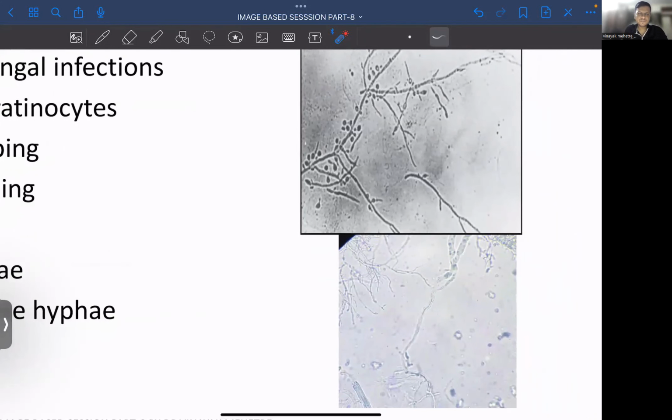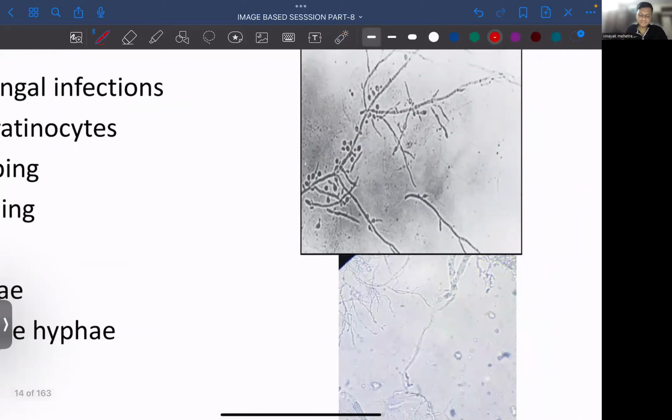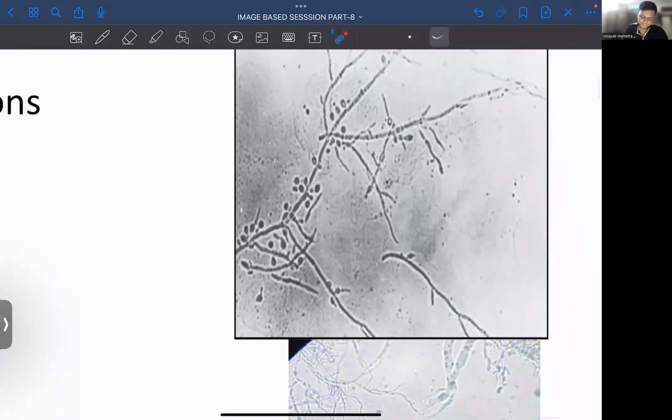Which one is hyphae and which one is pseudo hyphae? Anyone from these images? Remember, hyphae का मतलब है branching. What I'm saying, hyphae means branching. Okay, pseudo hyphae means there is no continuation of branching. Take a look over here. This is separate, right? This is separate, not connected. This is separate. Yeah? So there is no continuous branching. Will be called as pseudo hyphae.